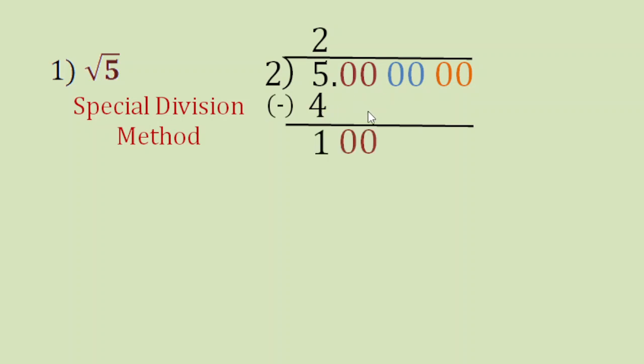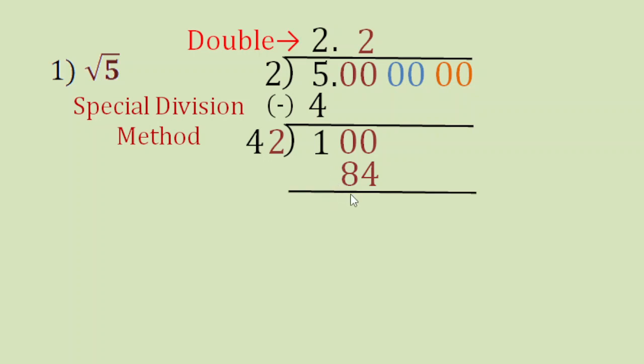Then bring down the next 2 zeros. Our new dividend is 100. We need a new divisor. So we double the quotient. That's 2. So it's 4. Now we need another digit after the decimal point. So that is 2. Then because we put 2 here, we also have to put 2 after our 4. Then 2 times 42 is 84. Then 100 minus 84 is 16.